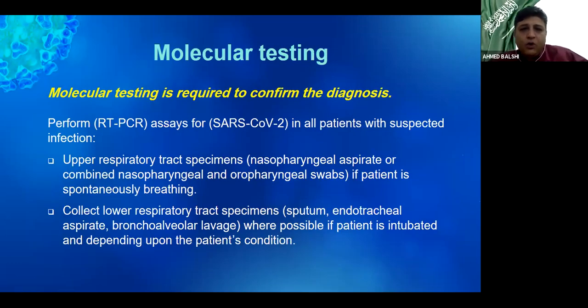What about molecular testing? Is it needed? Yes, it's mandatory to confirm the diagnosis of COVID patients: real-time PCR assay in all patients with suspected infection. From where do we take the sample? We take it from a nasopharyngeal aspirate swab. If the first sample is negative and the patient is highly suspected of having COVID clinically and radiologically, then I have to repeat the nasopharyngeal swab again. If the patient is intubated, I can go for sputum PCR, endotracheal aspirate, or bronchoalveolar lavage when possible.